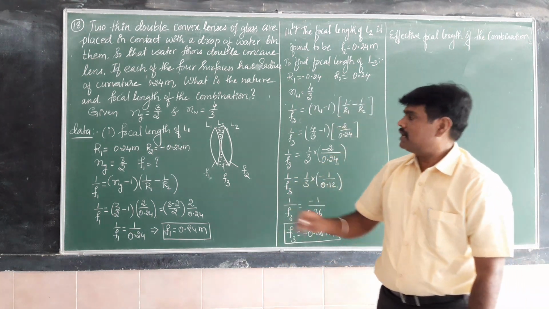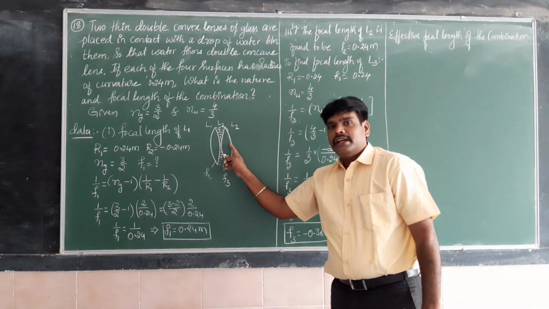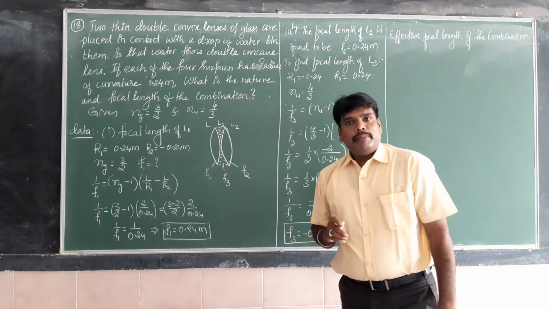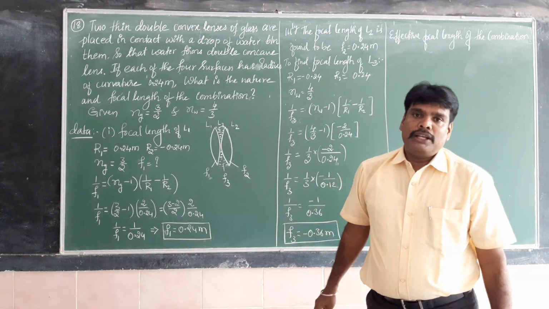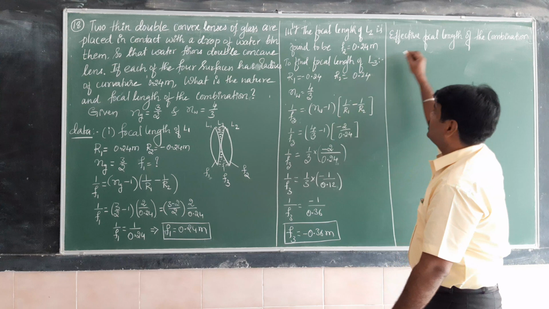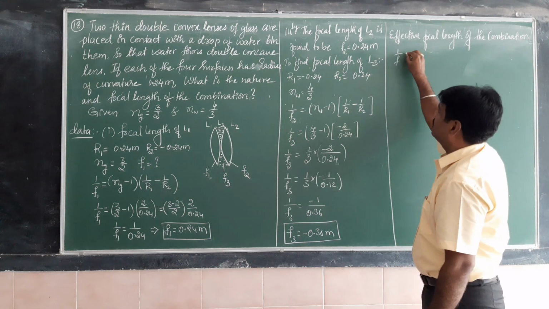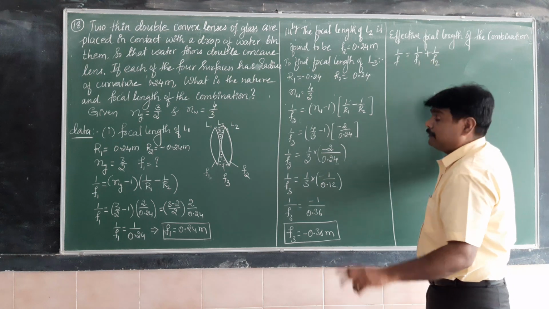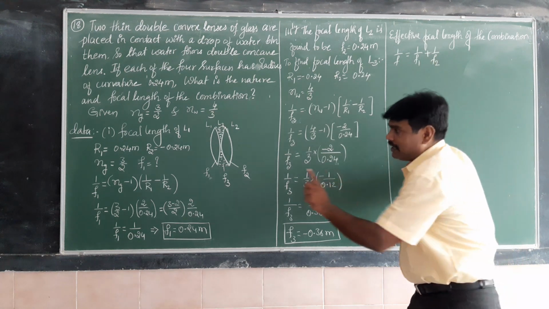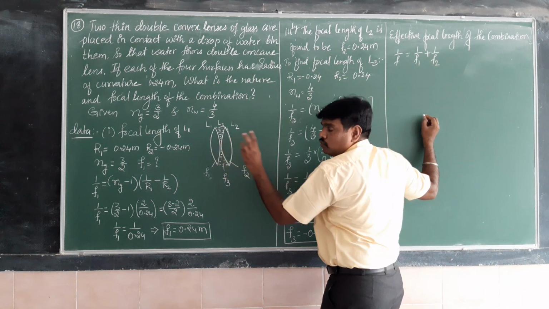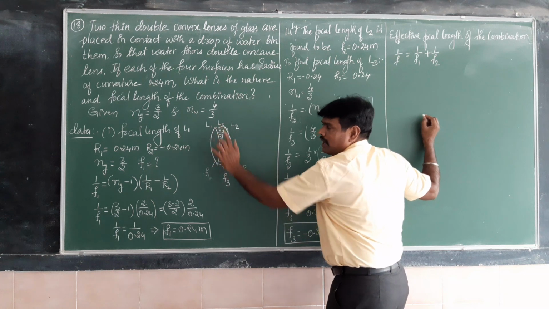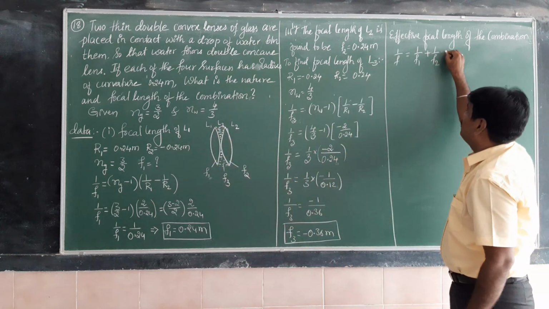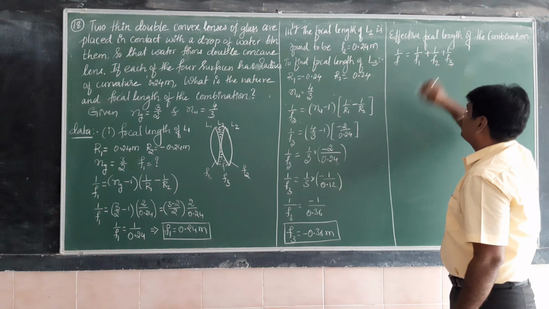If two thin lenses are in contact coaxially, the formula can be written as 1 by f is equal to 1 by f1 plus 1 by f2. So this is the formula. 1 by f is equal to 1 by f1 plus 1 by f2. If two thin lenses are taken, here how many thin lenses are taken? 3 lenses, 2 glass and 1 water. That's why we have to consider plus 1 by f3.